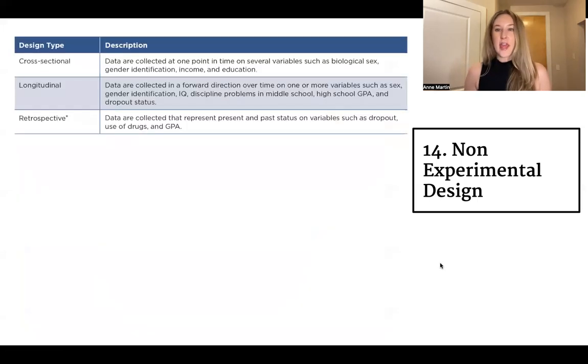Now, another key thing that comes up in chapter 14 that I think is going to be really helpful when you are doing your article critiques, because all of our article critiques are quantitative, so you can use these chapters as reference points, is the different design types. So cross-sectional design means that the data are collected at one point in time. Then longitudinal is when they are collected over a long span of time, typically a year or even more. And then retrospective, meaning the data are collected on previous data, such as things that have happened to the participant in the past.